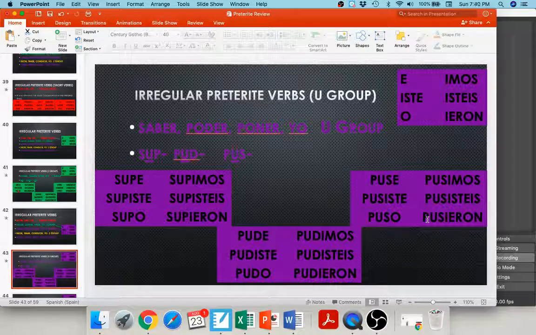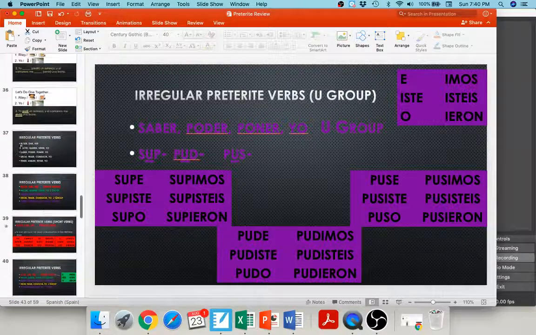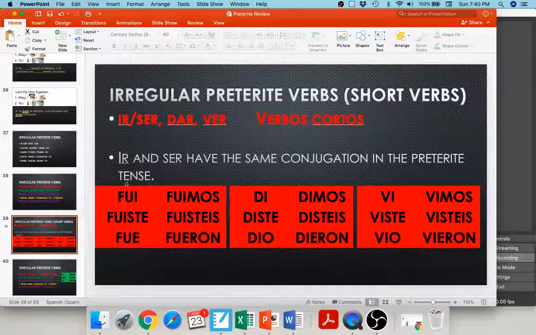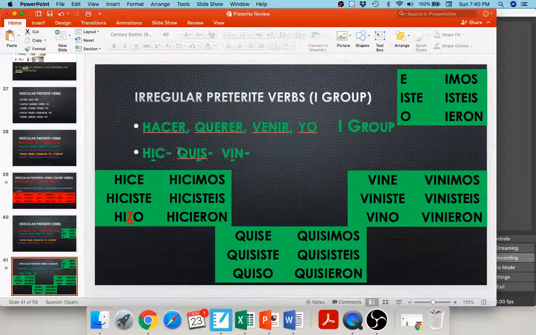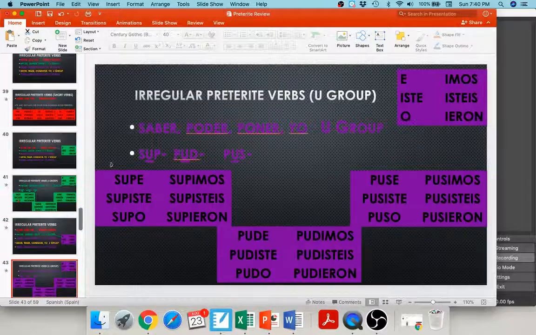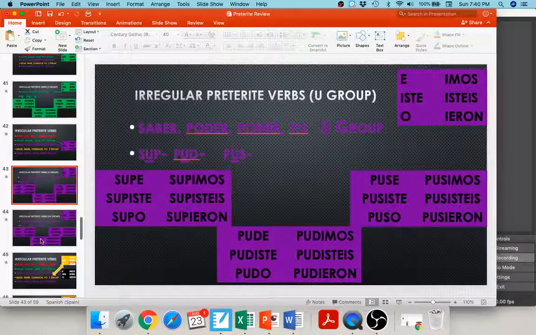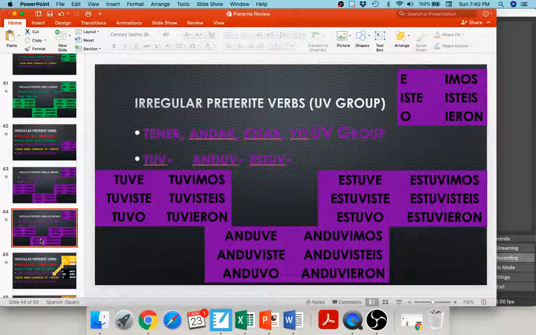So again, try to remember just the yo form. Supe, pude, puse. Let's go back through. So, fui, di, vi. Hice, quise, vine. Supe, pude, puse. As we look at the UV group here, tener becomes tuv, andar, anduv, and estar, estuv.